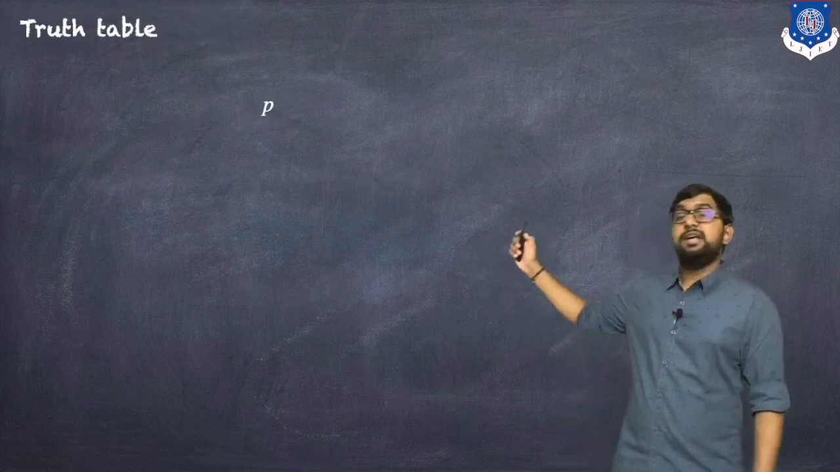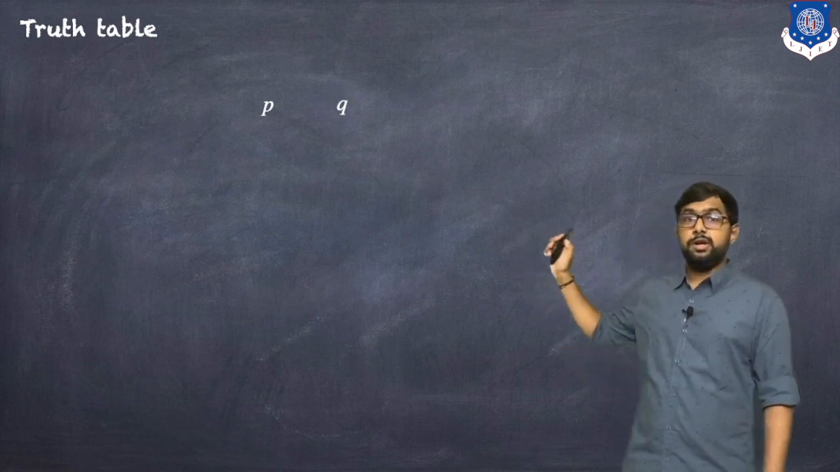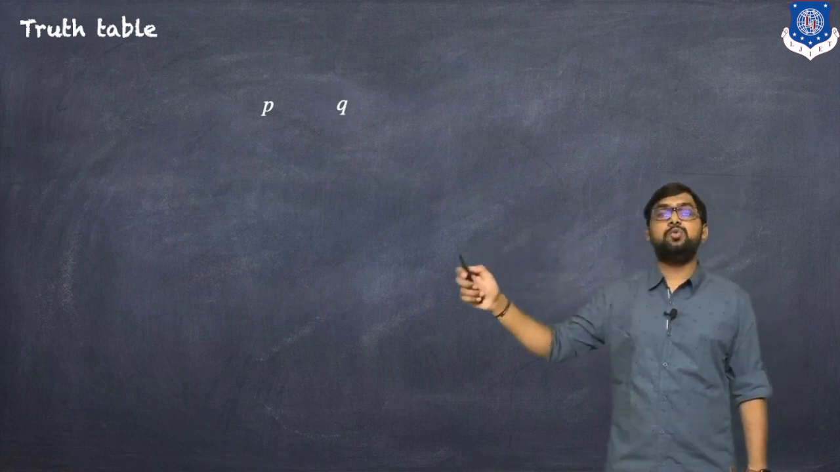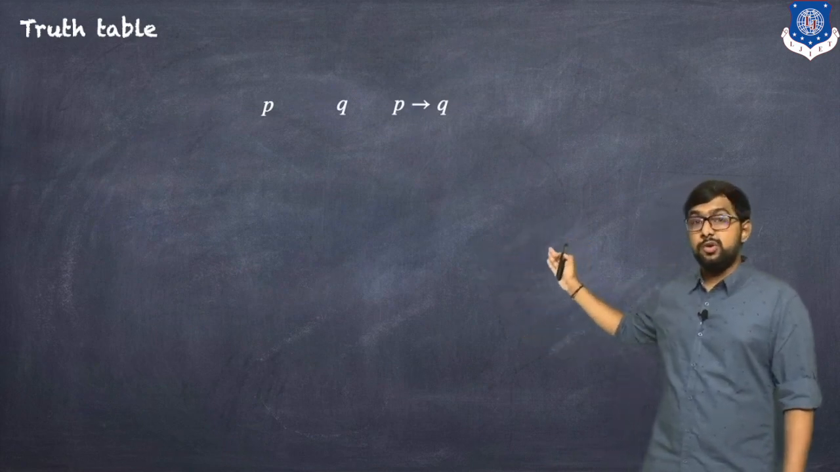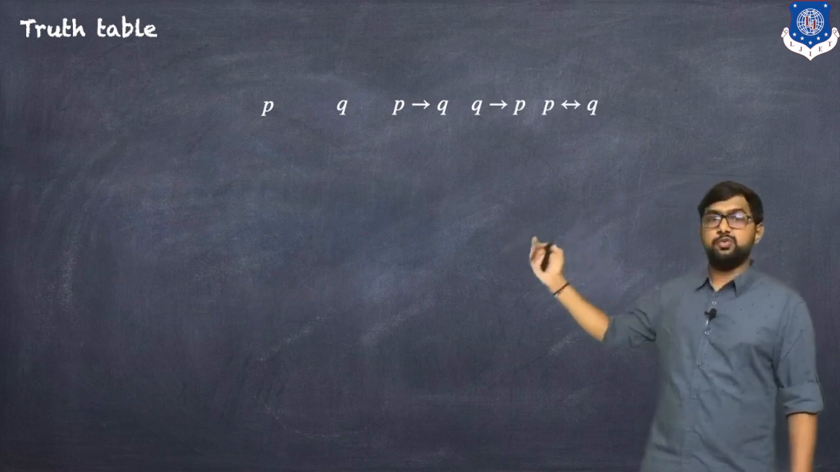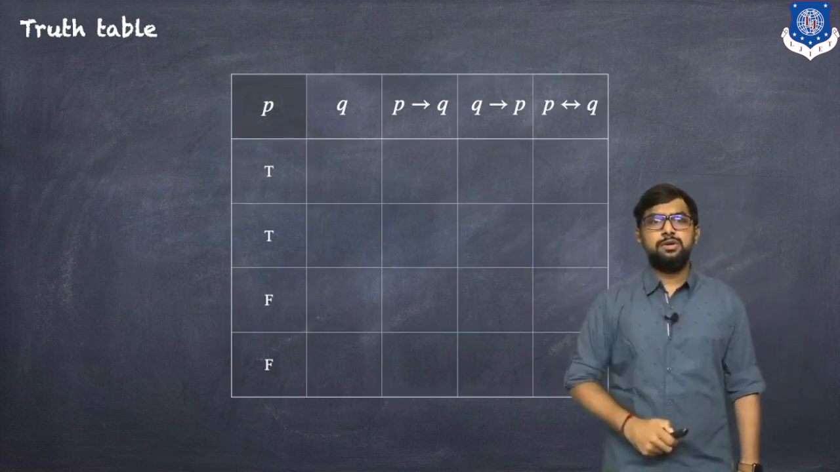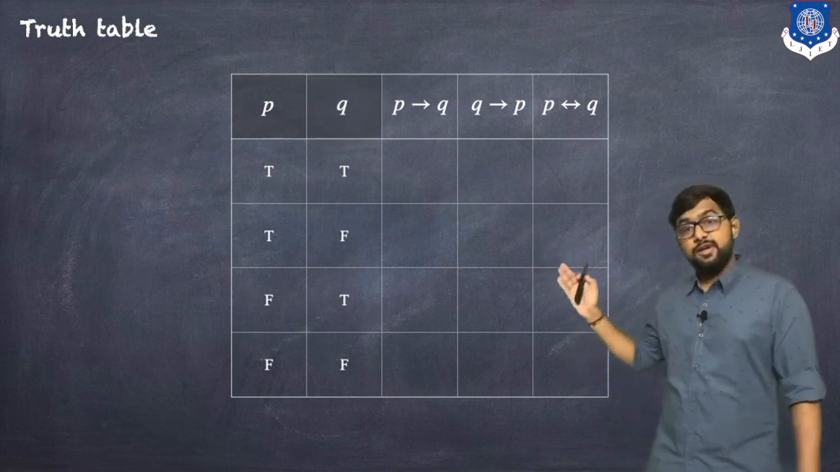So how many statements will there be? There will be two statements, P and Q. Now see, it is P double implication Q. So first we'll construct P implies Q, then Q implies P, and then this P double implies Q. So again there will be four possibilities: TT, TF, FT and FF.